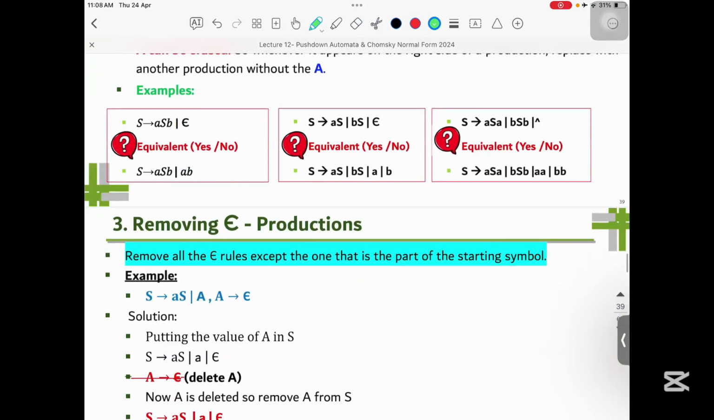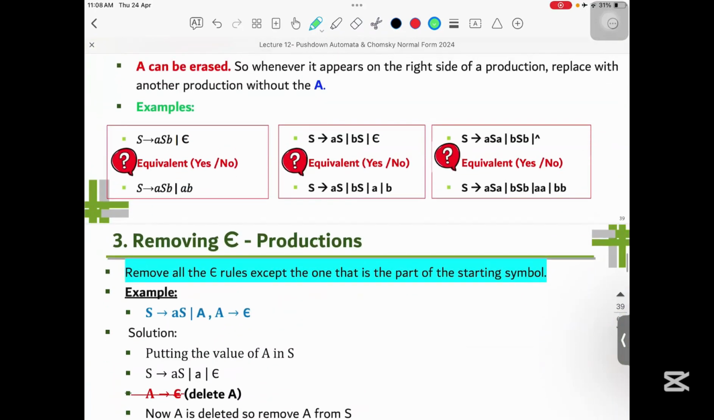So here we have this particular language, in which S is equal to aSb and epsilon. Now, for example, instead of epsilon, I just put the value here. Does this one and this one represent the same language? No. Why not? Because in this language even empty is allowed. However, here empty is not allowed. So the answer is that they are not the same.